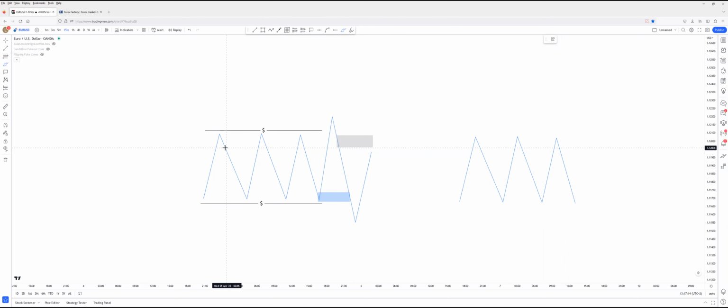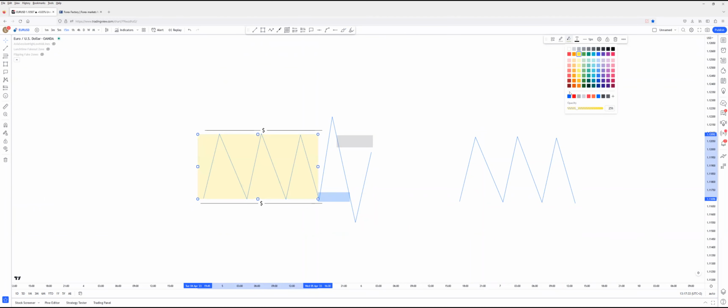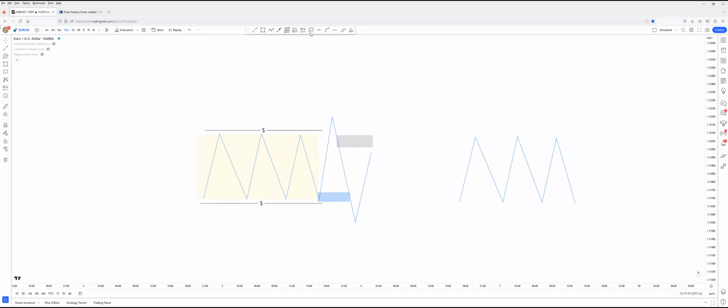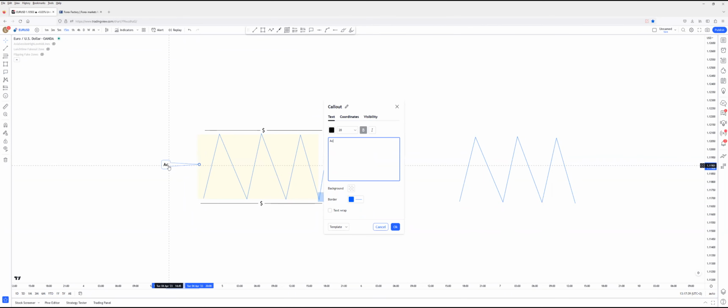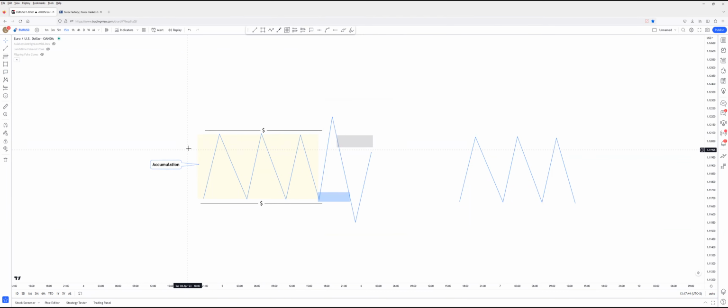So the first part is the accumulation, right? Market accumulates orders. It's collecting more and more orders. So in the first phase, this is what we will call accumulation. I will draw a box around it and make it yellow, with 10% opacity. So the yellow box right here, this is the accumulation, where the market is stacking up orders.